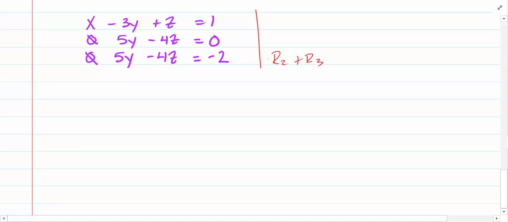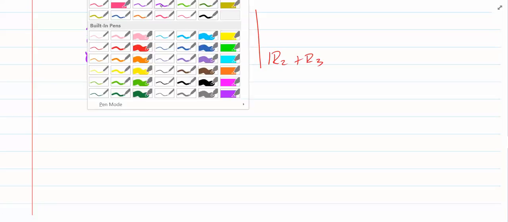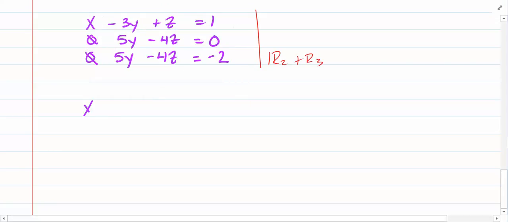Then we cancel out the. Let's do 1 times row 2 and add row 3. Let's just go ahead and do that. That was our original thought, right? So we have x minus 3y plus z equals 1. Then I'm going to get 5y minus 4z equals 0. Then if I add that together, what do I get? You don't get 0. You get 10. Oh, sorry, excuse me, 10y minus 8z.